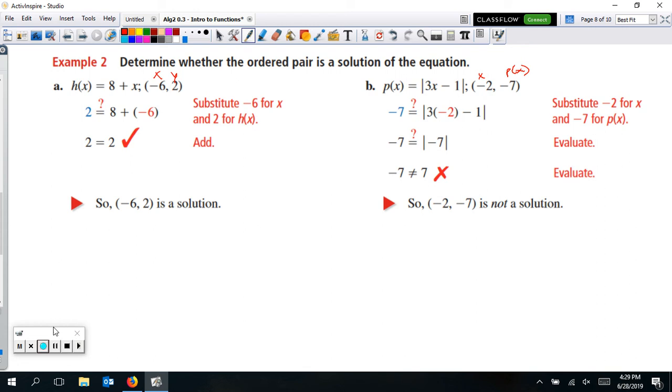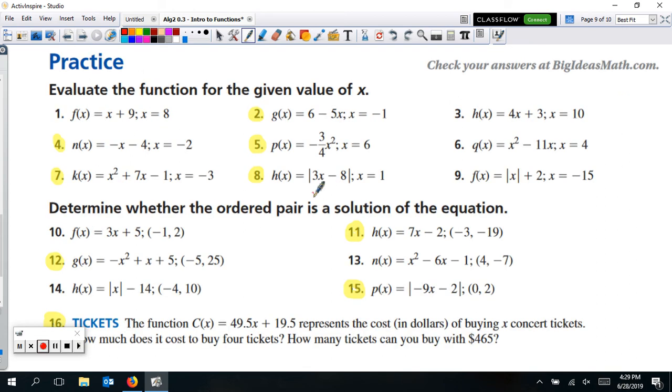Okay, so here's some to practice. Let's go ahead and practice some of these together, and then I'll have you do some of these on your own. So let's go ahead and try number 2. We're going to plug in -1 for x. I'm sorry, that's not what we're going to do here. We're going to evaluate the function for the given value of x. All we got to do is just plug it in and find out what does the g of x equal.